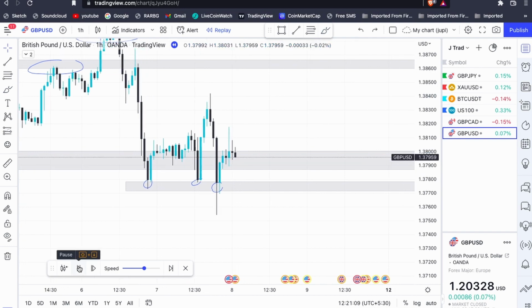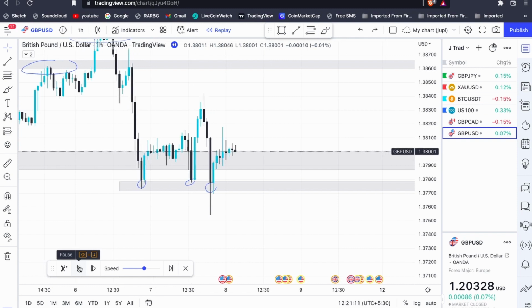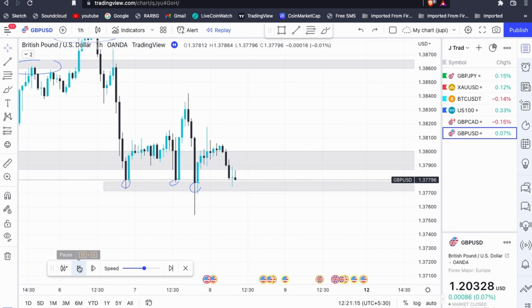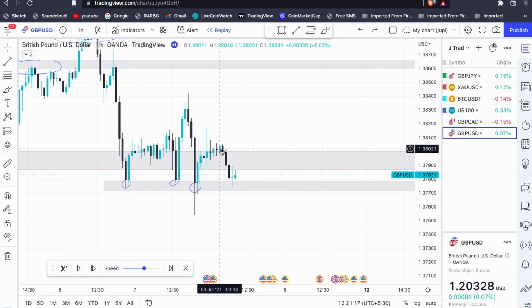Okay, it looks like the zone is rejecting. We have multiple wicks, small candles, still the market is in doubt. Okay, so you see these candles, right? This zone is still acting as a resistance. It's pushing the market down.